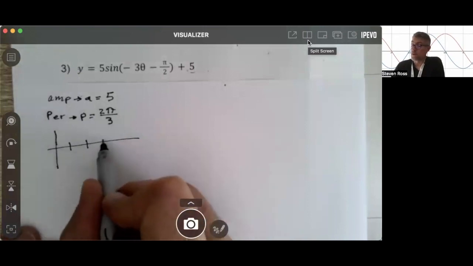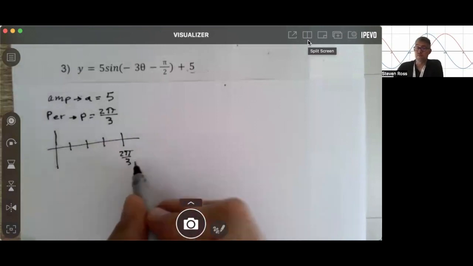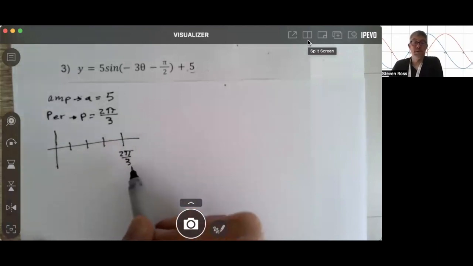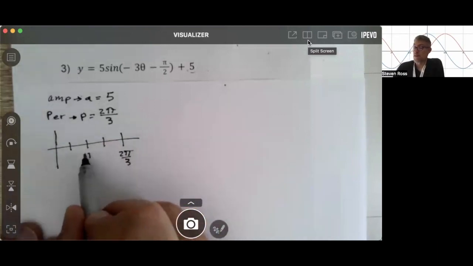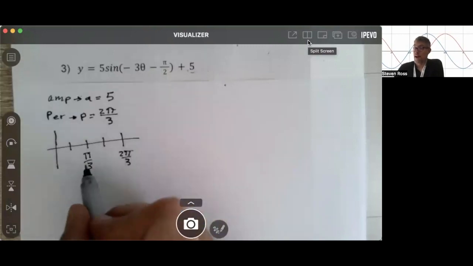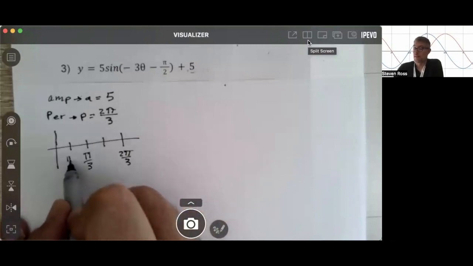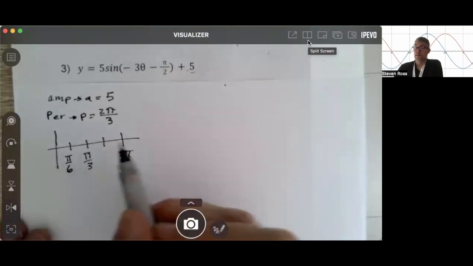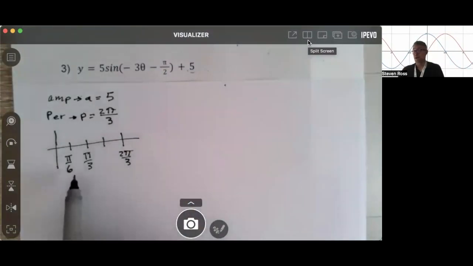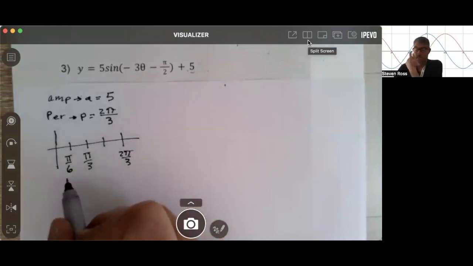So if we go 1, 2, 3, and 4, the fourth one will be my period, 2 pi over 3. And then I'm going to half that to find the middle point. Half of 2 pi over 3 will be pi over 3, right? It makes sense. Half of 2 is 1. Half of 2 pi over 3 is 1 pi over 3. And then if I half that, I'm going to have to double the denominator to get pi over 6. So that tells me that every single hash mark, you're adding a pi over 6 each time. So pi over 6, pi over 3.